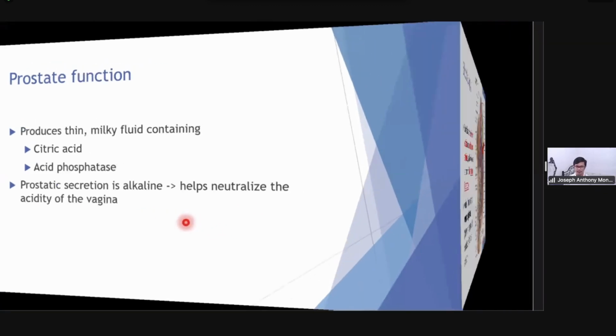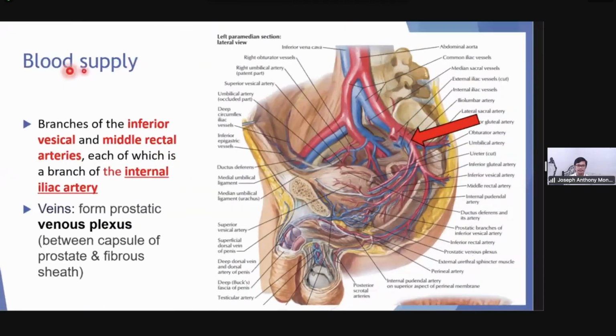Okay, for the blood supply, we're not going to be very OC about this one. From the name itself, you could really remember it. Just remember internal iliac, and the branches would be the inferior vesical as well as the middle rectal. Those vessels will now be supplying your prostate.